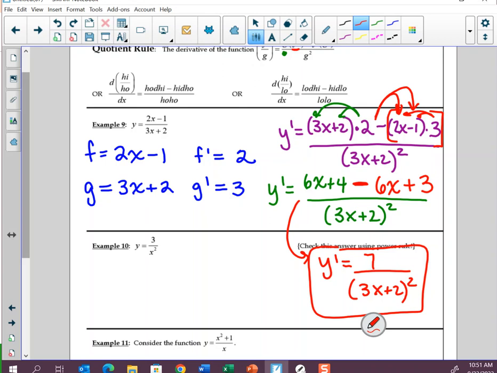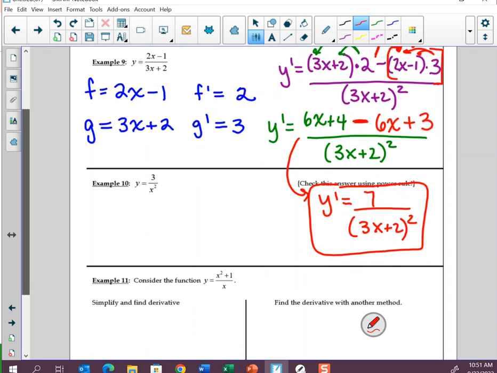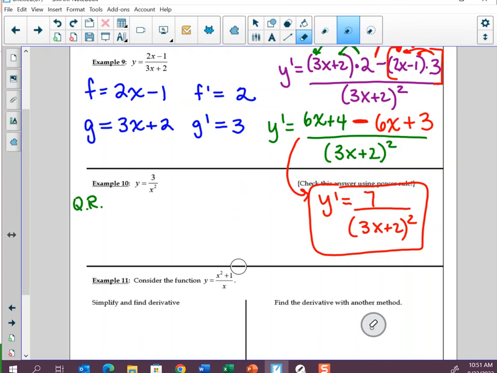So for example, for problem number 10 here, if I did this using quotient rule, let's go ahead, let's do that first. Do number 10 using quotient rule. Ready? Go. Do number 10 using quotient rule, and then we'll talk about making it not a quotient. 3 over x squared. Hit it with a quotient rule, get me a derivative if you haven't done it yet.